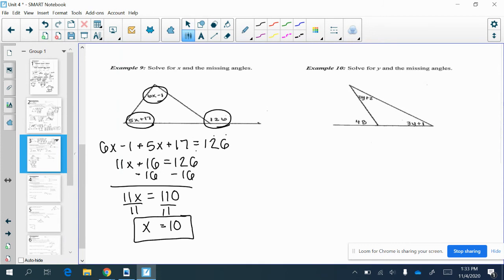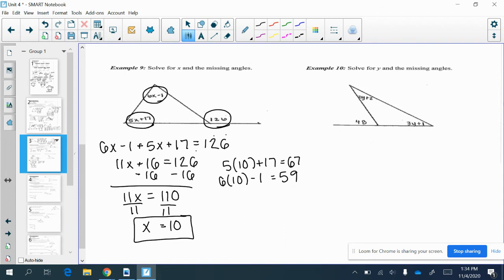And the missing angles, so let's go ahead and plug these back in. So 5 times 10 plus 17 is equal to 67. And then 6 times 10 minus 1 is 59. And as you can tell, 67 plus 59 is 126.